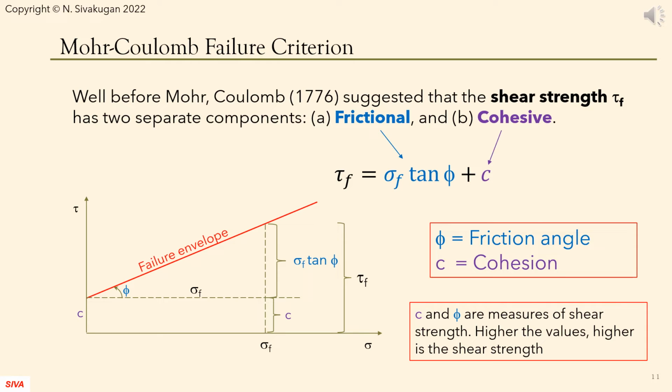Coulomb in 1776 noted that shear strength has two separate components, frictional and cohesive. Combining the ideas of Mohr and Coulomb, Mohr-Coulomb failure envelope is defined as tau f equals sigma f times tan phi, plus c. Here, phi is the friction angle and c is the cohesion.